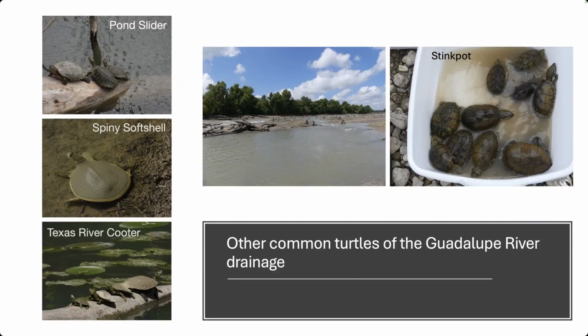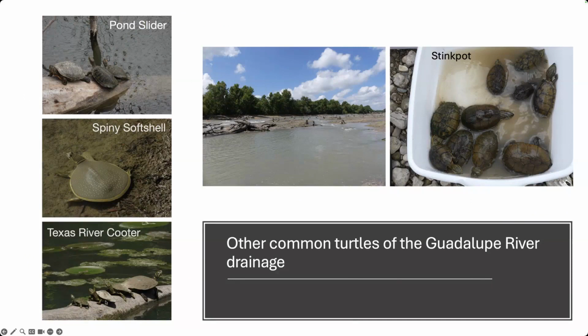Before we get too far along in this, I just want to point out some other players in the story. We have various turtles that occur in the Guadalupe River drainage, in addition to Cagle's map turtle. For example, we have pond sliders and Texas river cooters. Texas river cooters, you can see in the bottom left in this picture, along with a Cagle's map turtle.